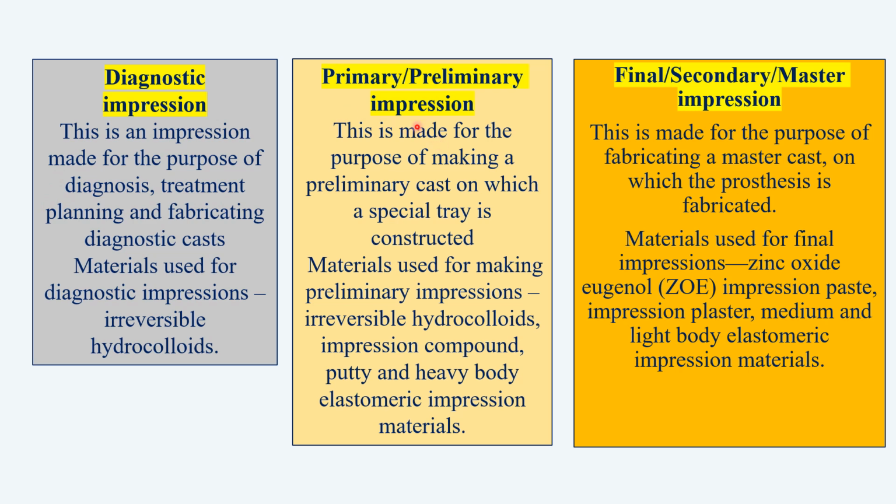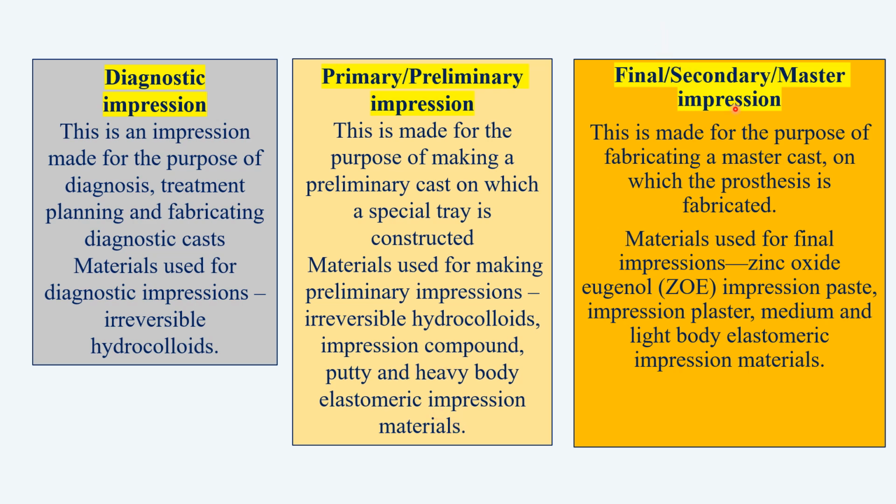Now, primary impression is mainly done so that we can construct a custom tray, that is, a special tray. We first take an impression, and with that we make a customized tray for the patient. Here we can use irreversible hydrocolloids, impression compound, putty and heavy body elastomeric impression materials.